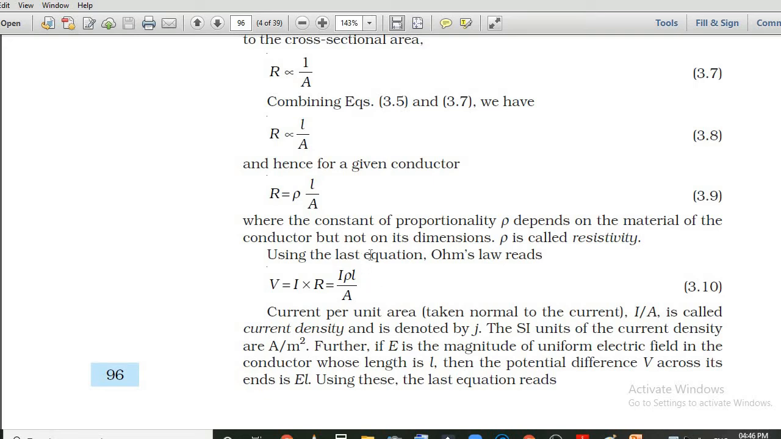We already studied the equation for voltage from Ohm's law. V is equal to I into R, and in this equation we can substitute for R. R is rho L by A. Thus V is equal to I rho L divided by A.